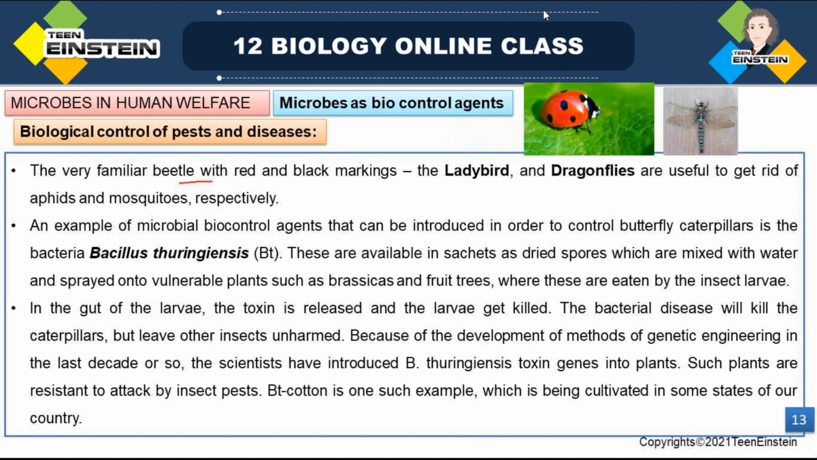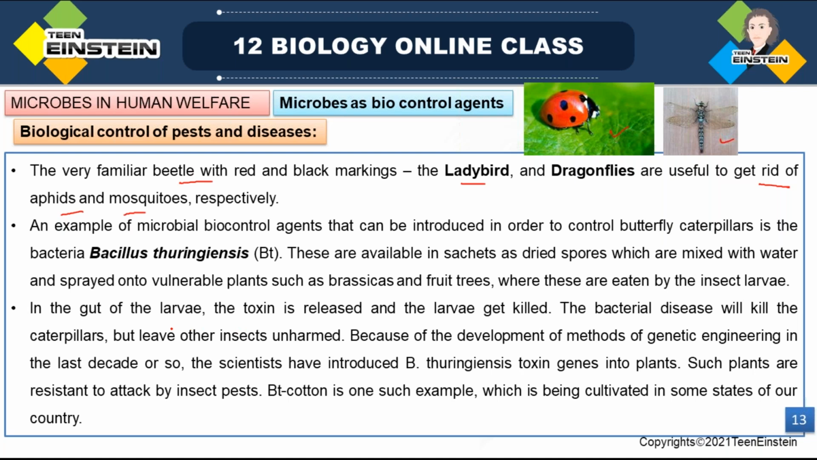Red and black markings in one beetle, that is a common beetle, the ladybird. And here, this is the ladybird, and this is the dragonfly. These are helping to get rid of aphids and mosquitoes. Okay, the presence of dragonfly and ladybird will help to reduce aphids and mosquitoes.